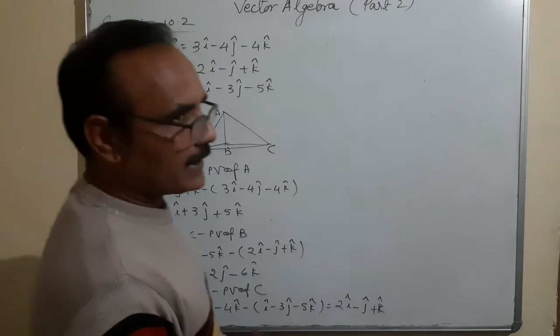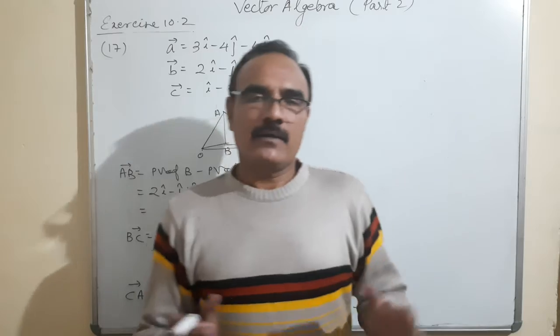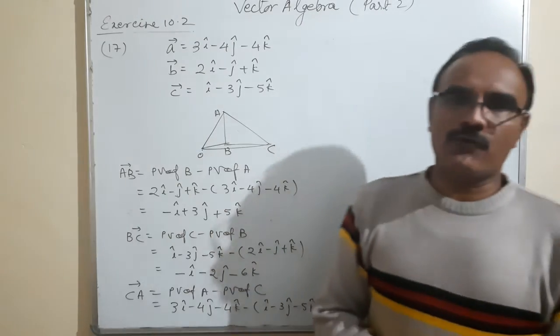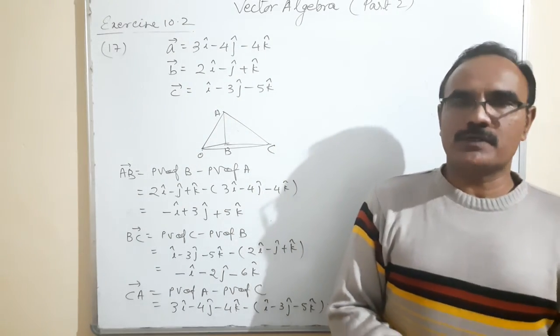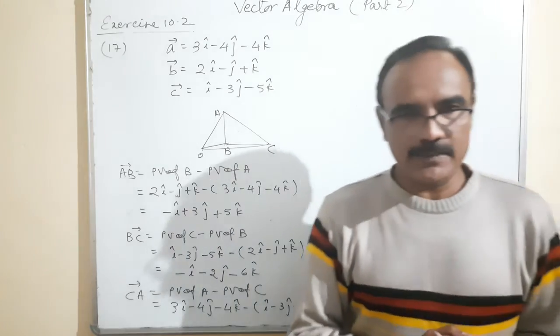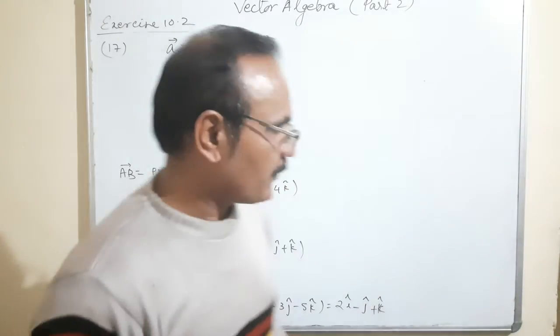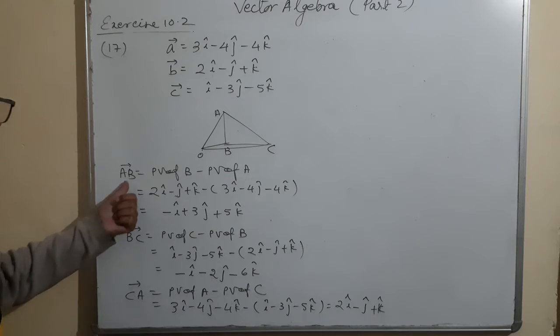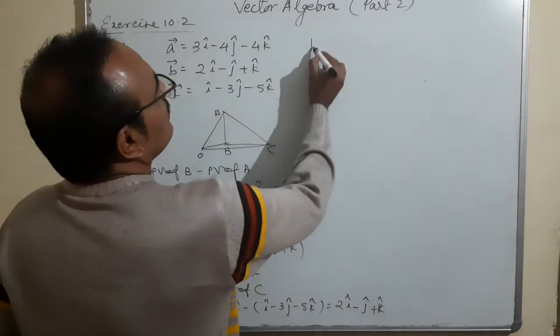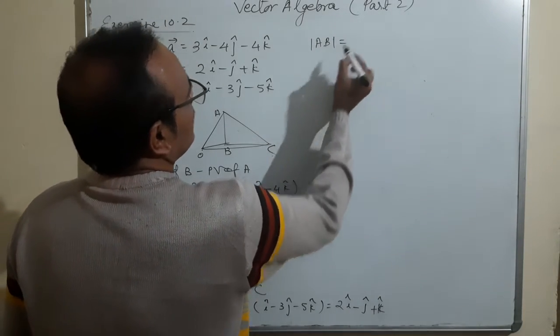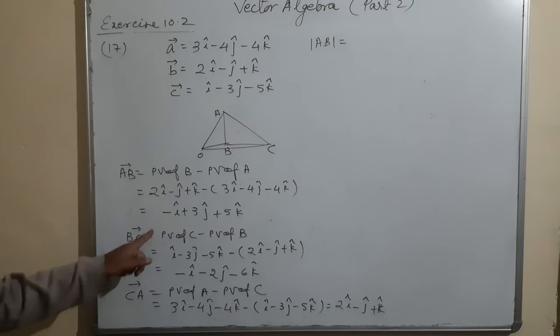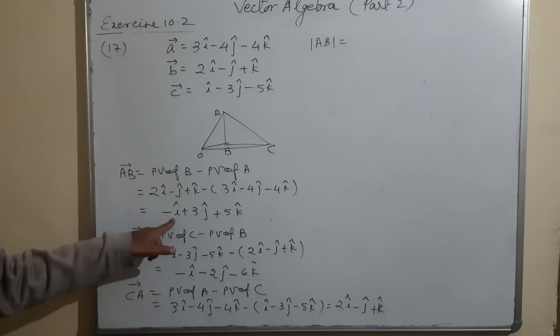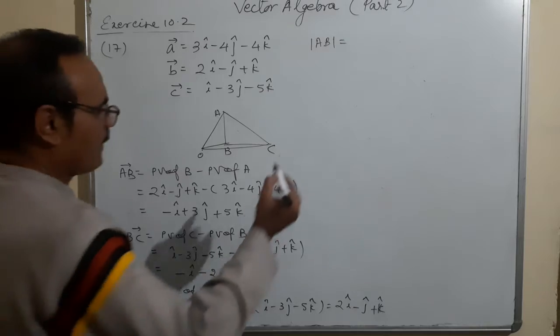We are going to show that it is a right angle triangle. For proving a right angle triangle, you know that as per the Pythagoras theorem, if the square of one side is equal to the sum of squares of the other two sides in a triangle, then it will become a right angle triangle. So we are going to find the magnitude and find the sides. What is the magnitude of AB? That means the length of the side AB is under root 1 square plus 3 square plus 5 square.